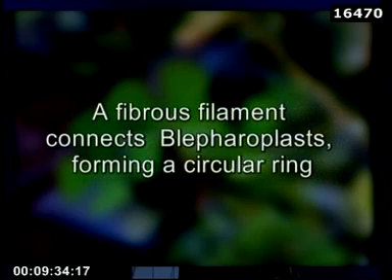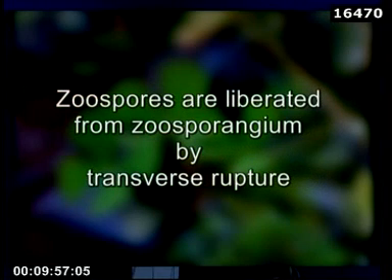These blepharoplasts are connected by a fibrous filament, forming a circular ring. From this blepharoplast ring arises a single flagellum from each blepharoplast. So a ring of flagella is formed around the zoospore at the upper end, just below the beak. These zoospores are liberated out from the zoosporangium by the transverse rupture of the zoosporangium.